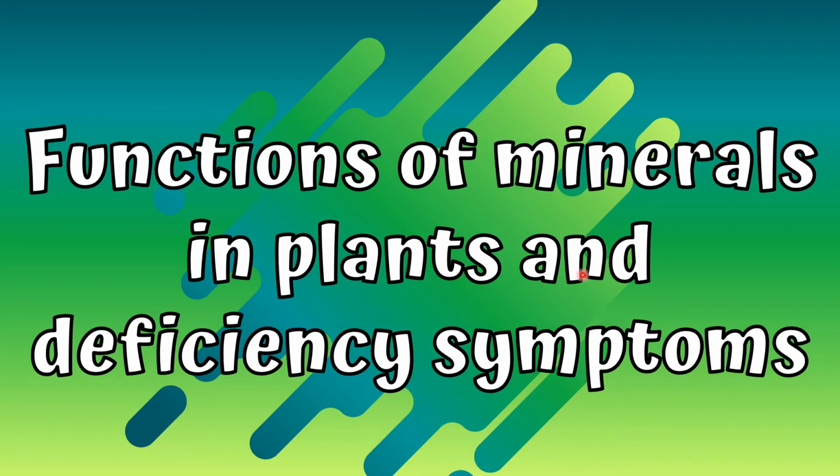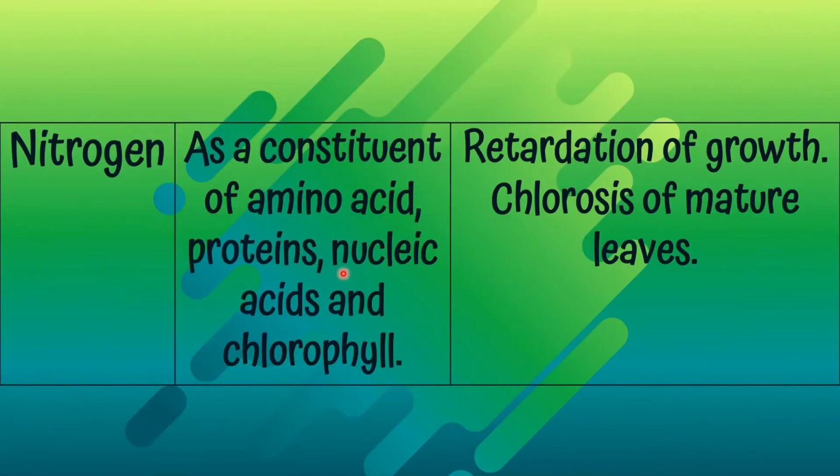Functions of minerals in plants and deficiency symptoms. Previously we talked about animals and this is for plants. The first element is nitrogen, as a constituent of amino acids, proteins, nucleic acids and chlorophyll. Retardation of growth and chlorosis of mature leaves are some deficiency symptoms and these are some functions. Chlorosis means yellowing of leaf tissue due to lack of chlorophyll. Chlorophyll means green color.